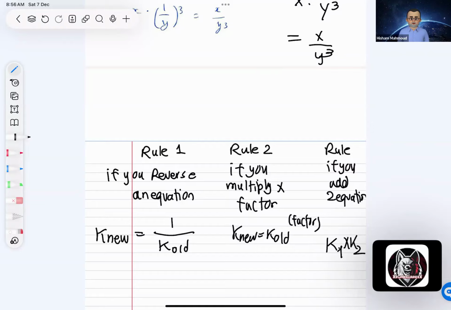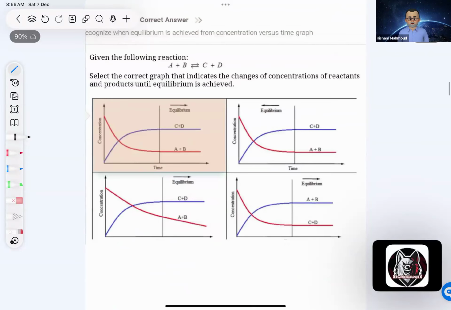Okay. So this is a simple question about equilibrium. It's asking me how to know the equilibrium graph, and I must recognize the equilibrium graph in the exams. This is the one because at this one the concentration of the products decreases, the concentration of reactants increases, and then they become equal. Where is the point at which they become equal rates? This is the point. This is the line at which they will have equal rates.